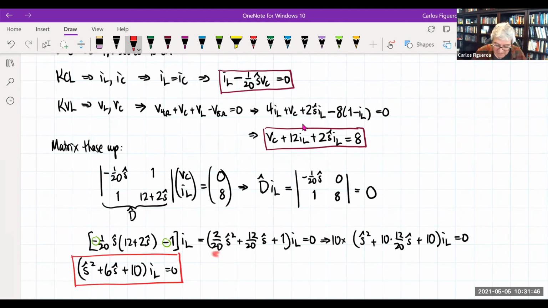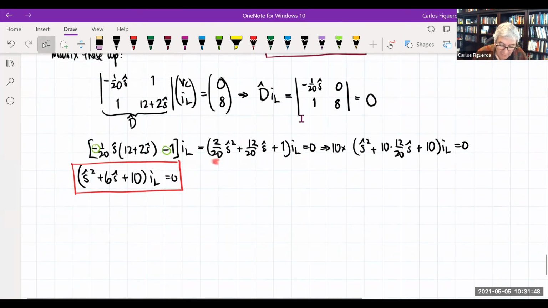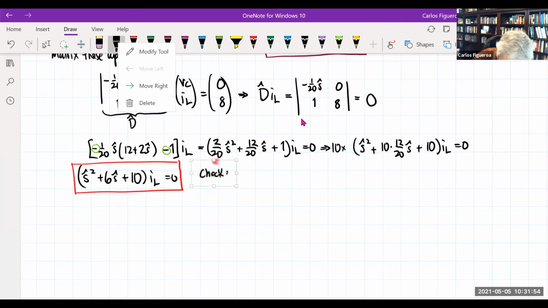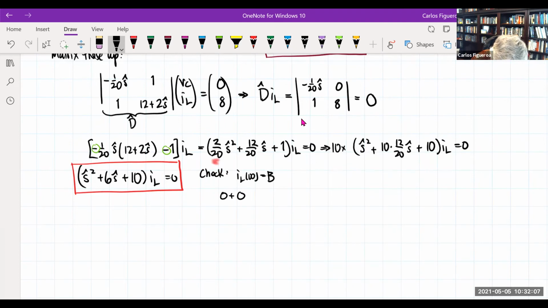So if I have my second order equation, let's go do the check. And we already did the check. We see here that if I look at the IL at infinity, which I define as B, when I plug B into here, I'm going to get 0 plus 0 plus 10B equals 0. That tells you that B is then going to be 0.